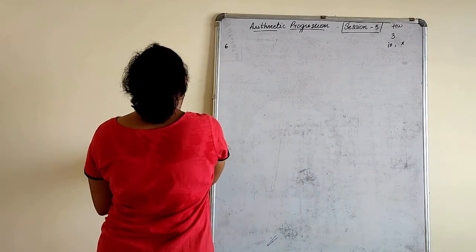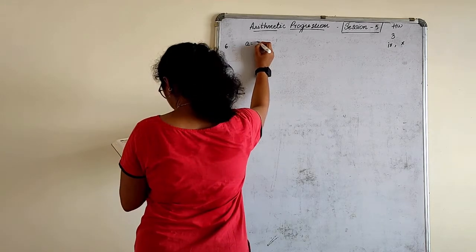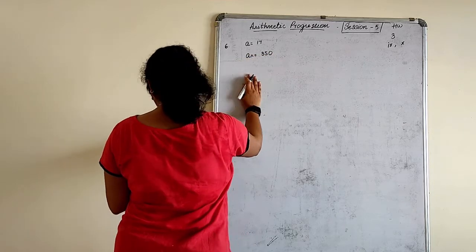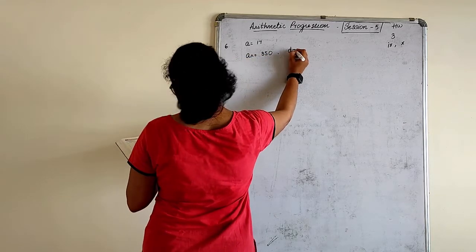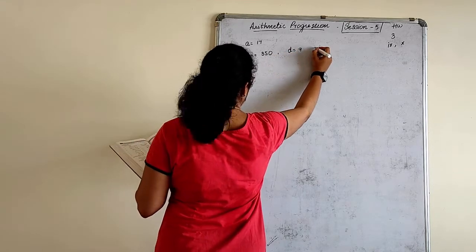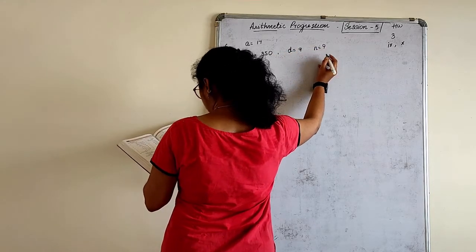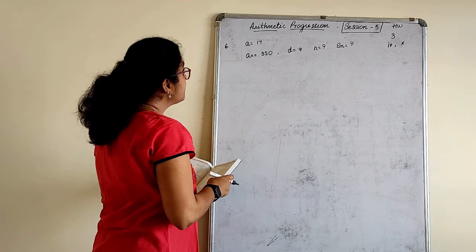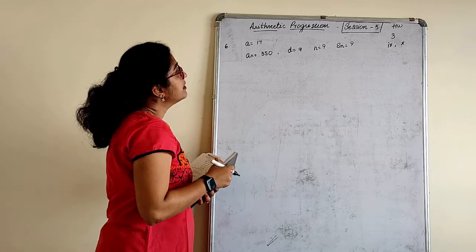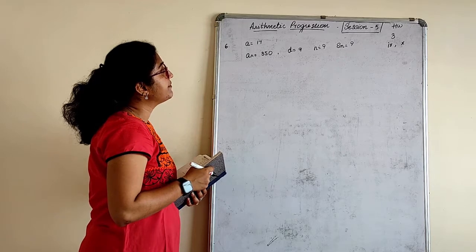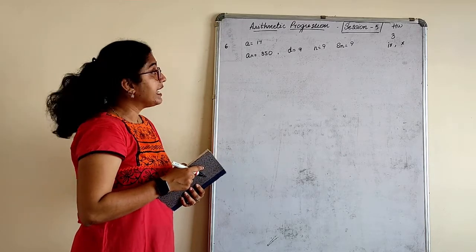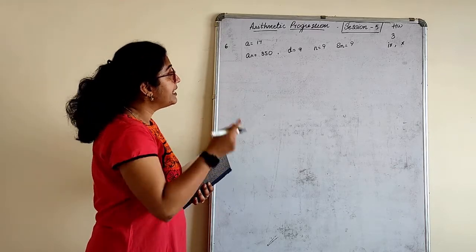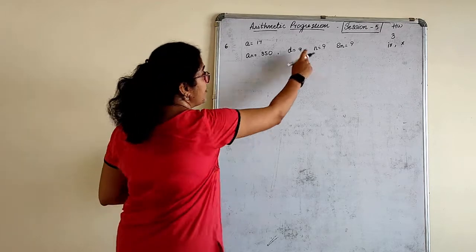The first and last terms of an AP are 17 and 350 respectively. If the common difference is 9, how many terms are there and what is their sum? So A is given, An is given, the common difference is given, and we have to find Sn and n. To find Sn, n is important here, right?